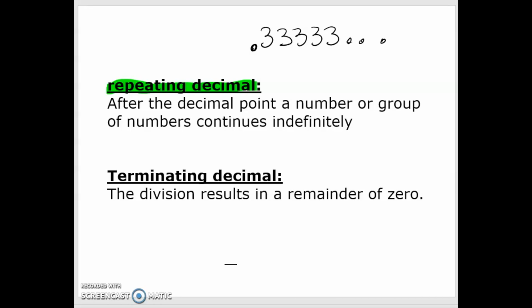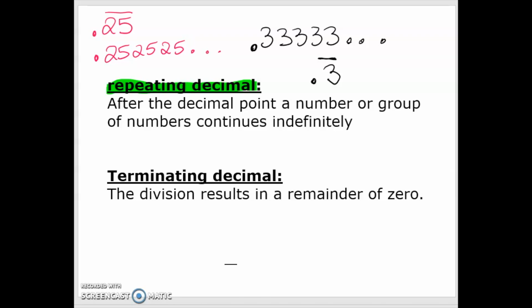Now when we write a repeating decimal, what we usually do is we put a bar over the number that repeats. So sometimes it's just a single number that repeats. Sometimes it's a pattern of numbers, like 0.25 repeated. That would mean 0.25, 25, 25, and that pattern just keeps going forever.